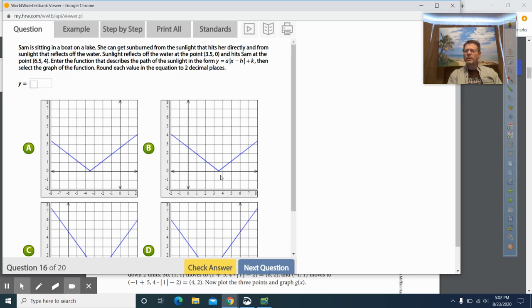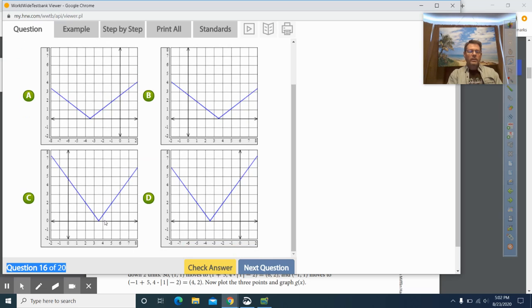Well, hold on a second. We don't have to put all that in, do we? But that would be a good way to do it. But since we're looking at this, which one of these actually goes through 6.5? Well, that doesn't go to 4 at all, does it? Okay. And then we go over 6, 4.5. So it has to be C.